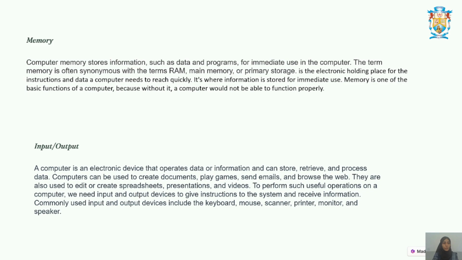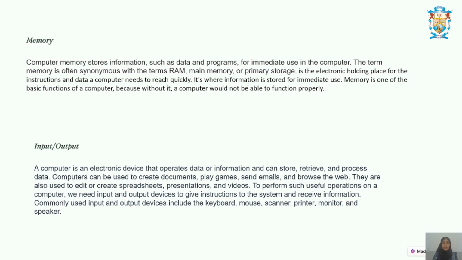Next is input output devices. So a computer is an electronic device that operates on data or information and can store, retrieve and process data. So computers can be used to create documents, play games, send emails and browse the web. So they are also used to edit or create spreadsheets, presentations and videos.